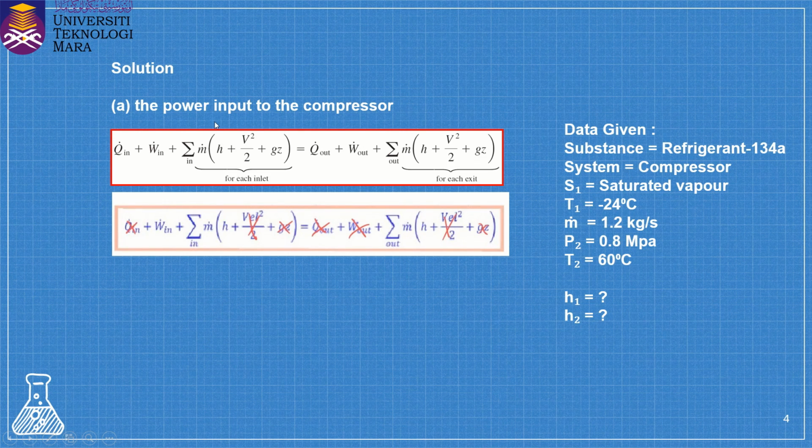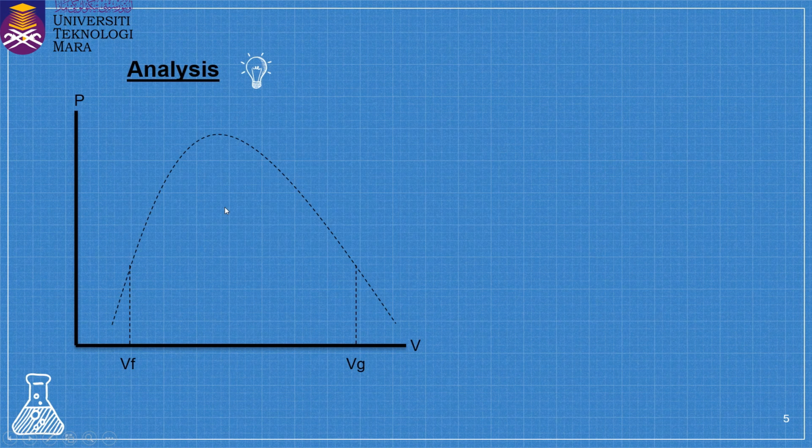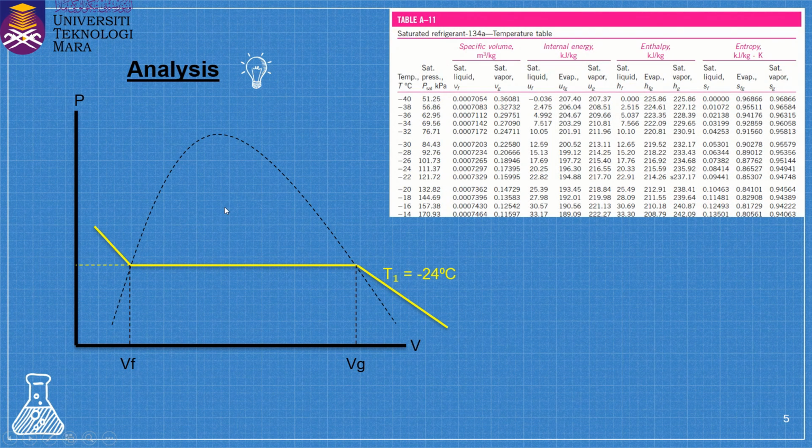Solution A. The power input to the compressor. We can see the equation of energy balance here. For a compression problem, this is the equation that we need. As we can see from the data given, we lack the enthalpy, which is H1 and H2. In order to solve this problem, we must find the H1 and H2 values. We need to use the PV diagram and refer to the property tables to find enthalpy.